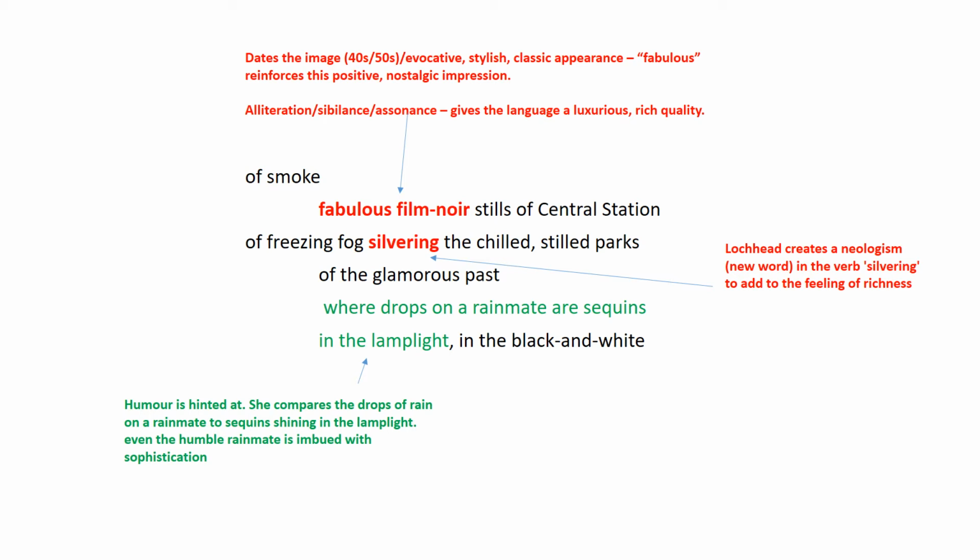Fabulous film is alliteration or assonance, sibilance, whatever it is you want to call it, and gives the language a really luxurious, rich quality, which is what she's trying to put across in her poem. We move on to this third line here with the word silvering. She creates this new word here in silvering to add to the feeling of richness, obviously precious metal, and that's what she's getting at here. The rest of the stanza concentrates on a metaphor here, where drops on a rainmate are sequins in the lamplight. It's quite humorous. You think of a rainmate, you think of your granny putting a rainmate on so they don't get their perm wet. But by comparing them to sequins here in the lamplight, it's really creating this sort of sophisticated idea.